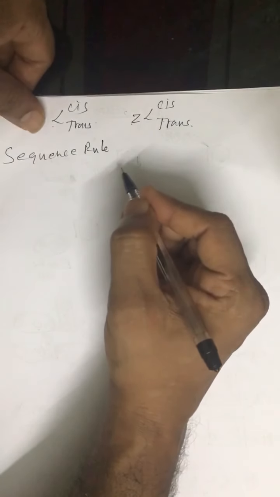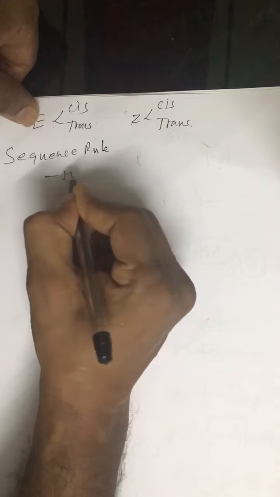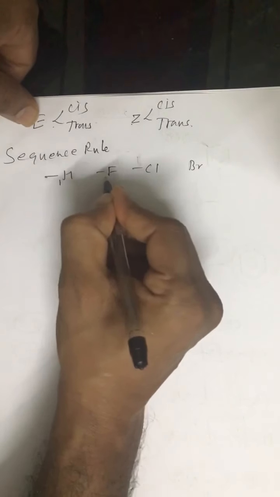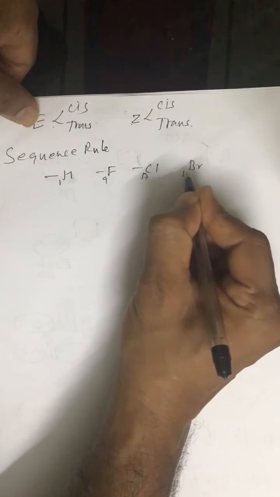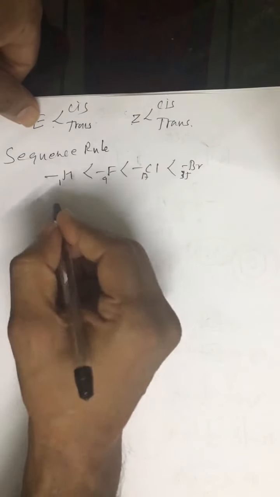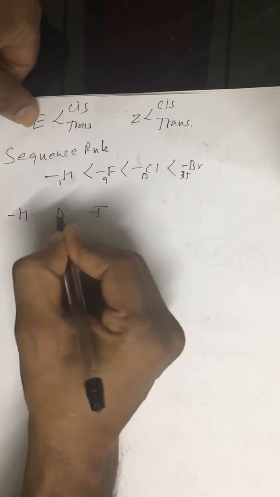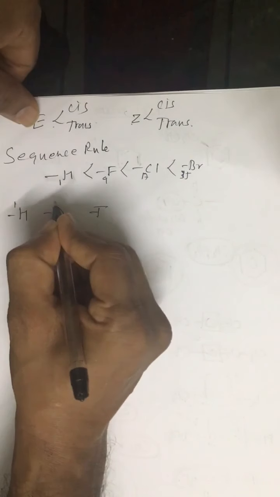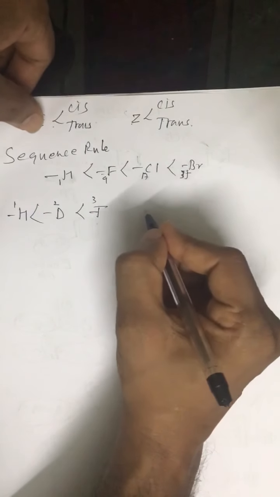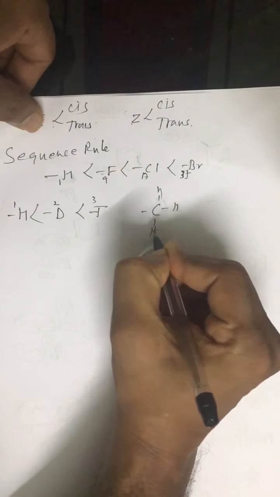And this is based on seniority, which is based on atomic number. Like if we have certain atoms like hydrogen, fluorine, chlorine, bromine, etc., their seniority is decided on the basis of their atomic number. Alright, so this is the seniority. And if we have isotopes like hydrogen, deuterium and tritium, then this is based on their respective atomic masses, otherwise it is based on atomic number.